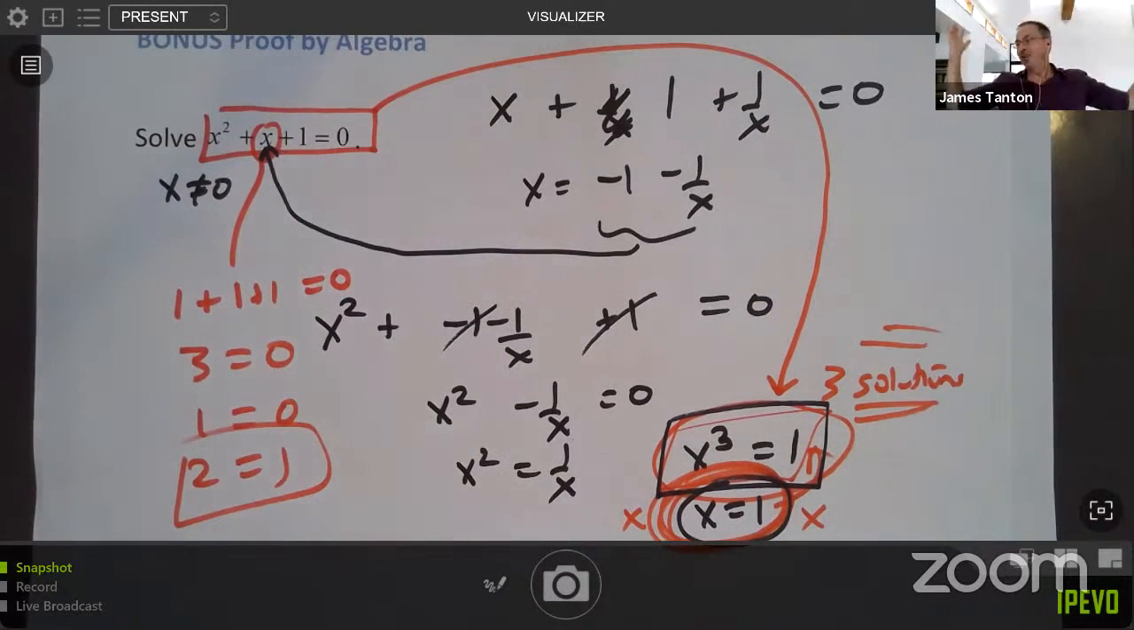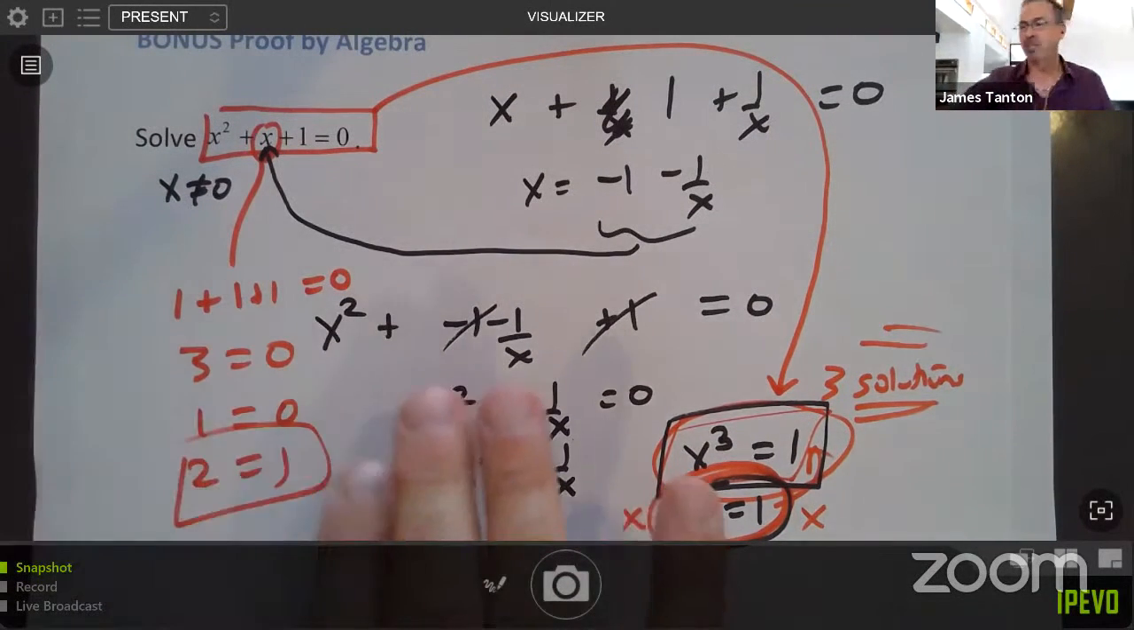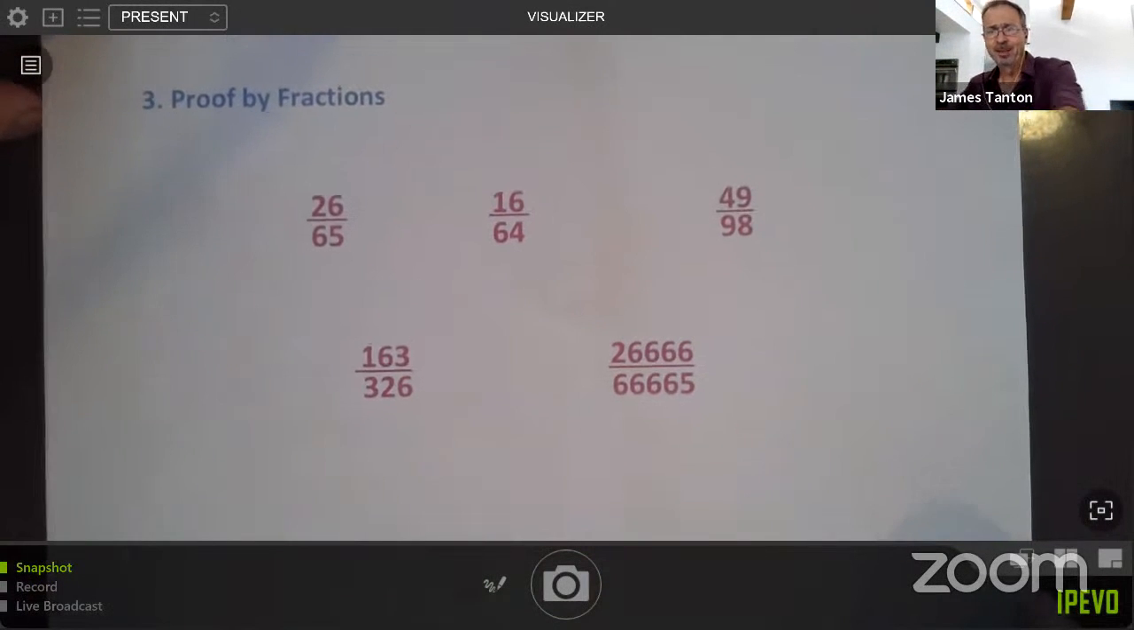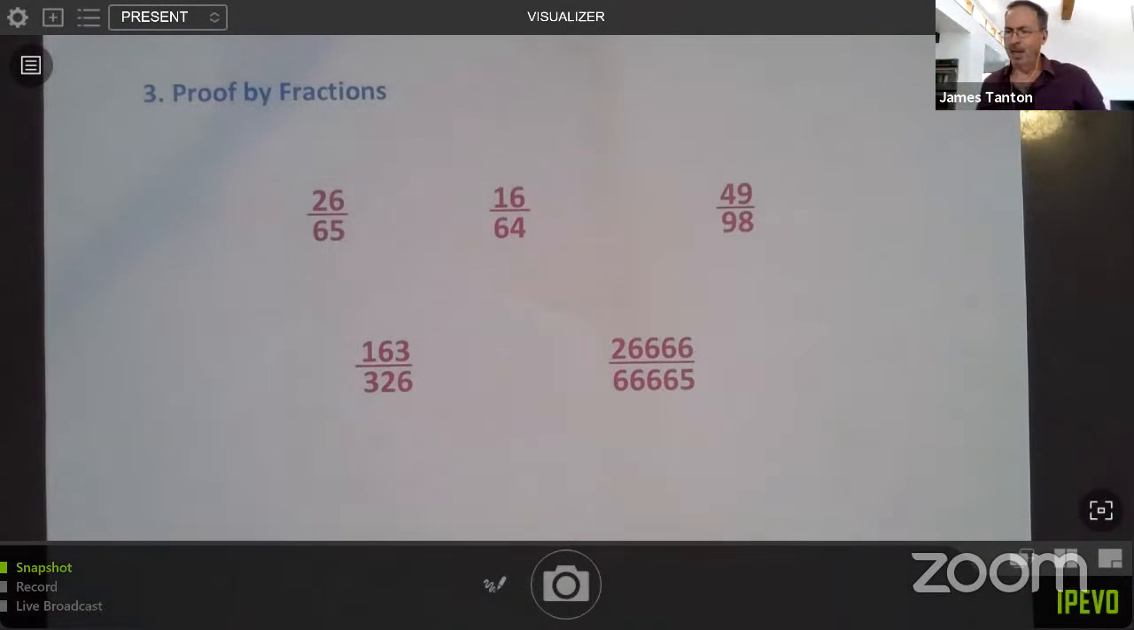All right, my brain's hurting. That was too hard. Let me go back to grade school. Let me go back to primary school. Here's a proof that 1 equals 2 by fractions. So here's the amazing thing. Not many people realize this about fractions.